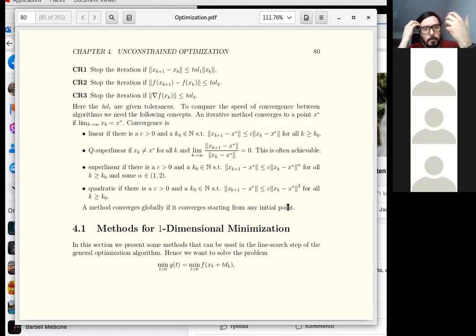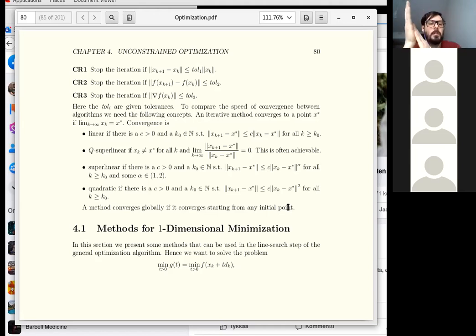And then the question is how the algorithms differ: how do you choose the step direction, where are you going, the step length, and what is the stopping criterion? So we're going to stop here.